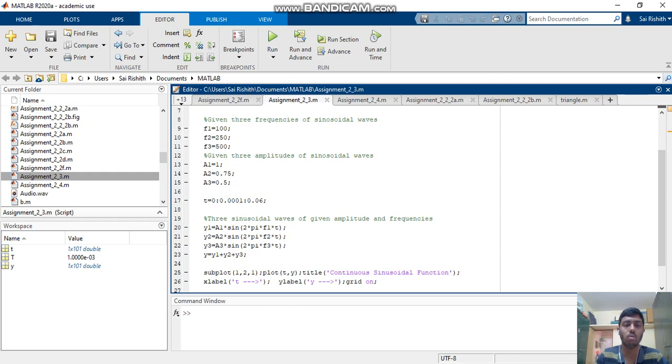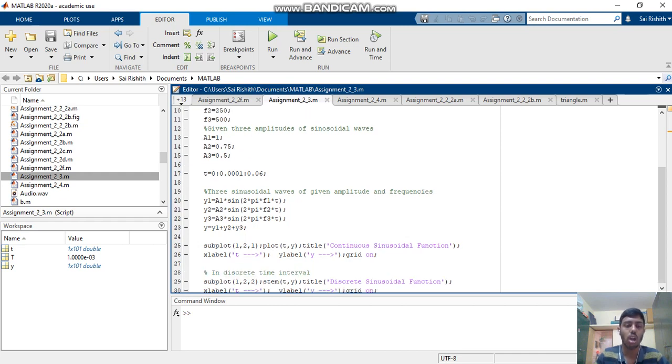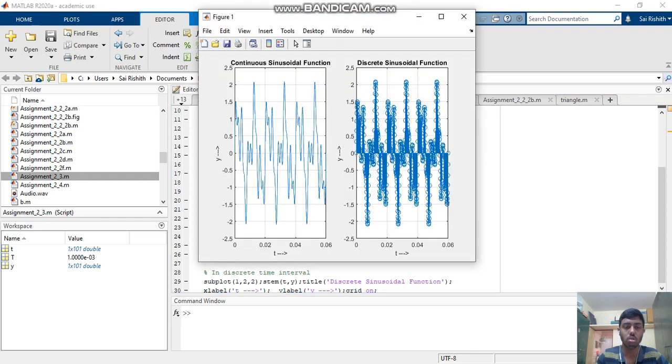Now coming to the next one, we are applying addition of many sinusoidal functions. See, three different frequencies and amplitudes, and adding these three sinusoidal functions. After running this program, you'll get a unique graph. See, this is the graph obtained.